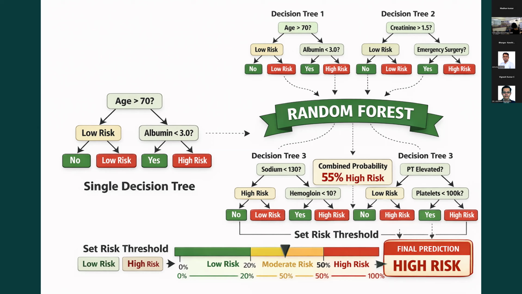How many of these trees are mentioning low risk? That is calculated and then there are limits which are set up. So if more than 50% of the trees say high risk, it is high risk. Then after the risk threshold, you get the final prediction. So here there is a single tree. Here there is a forest of trees. Based on the information from every single tree, the final prediction is calculated.